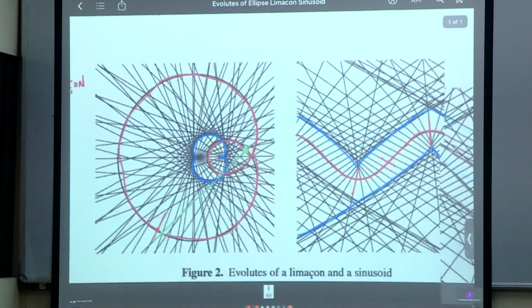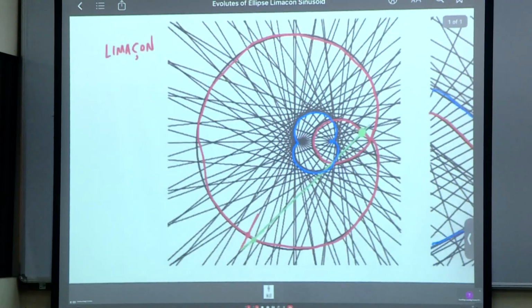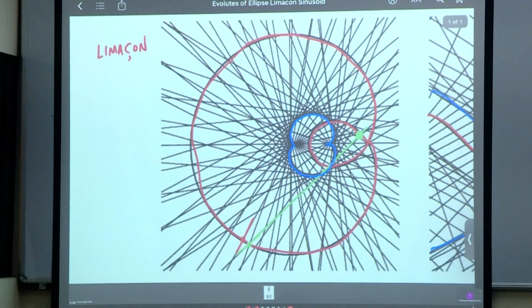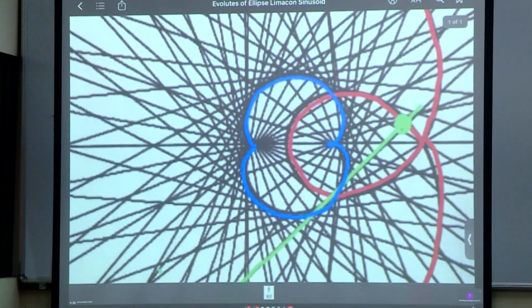See, for example, this is a limacon. In the case of the limacon, which is a red colored apple shaped thing with a loop inside, if I draw all the normals, then there is this kidney shaped nephroid that's showing up. It is true that the nephroid is actually the evolute of this red shaped thing, which is a limacon. Why is that blue shaped thing showing up?